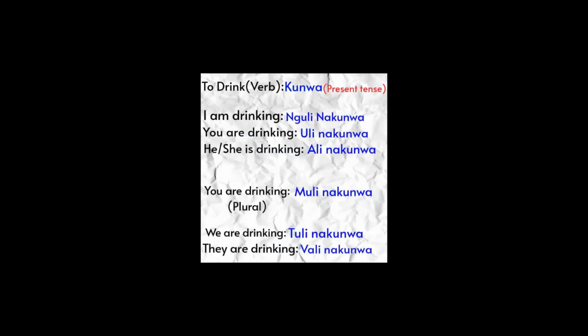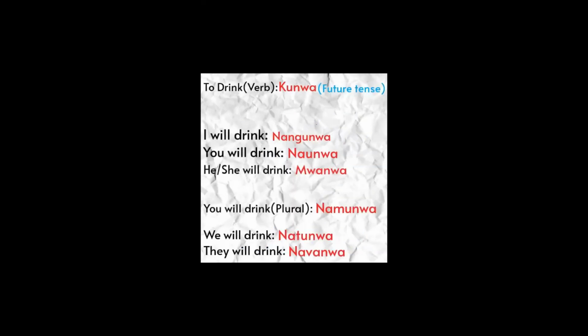Present tense. I am drinking: ngulinakunwa. You are drinking: ulinakunwa. He or she is drinking: alinakunwa. You are drinking, the plural form: mulinakunwa. We are drinking: tulinakunwa. They are drinking: walinakunwa. Then we come to drink, kunwa, future tense.